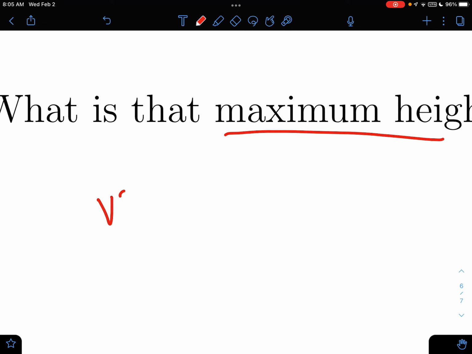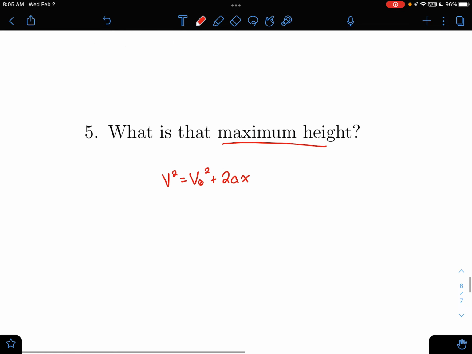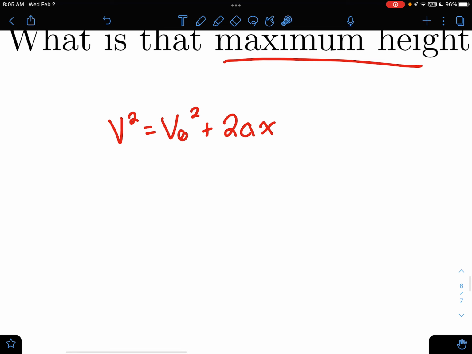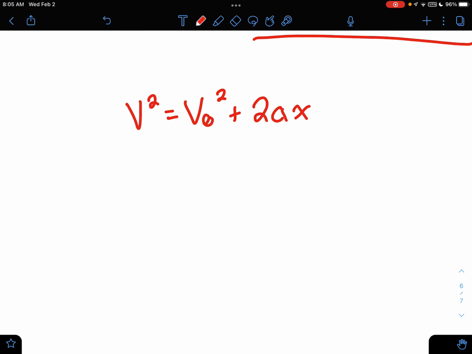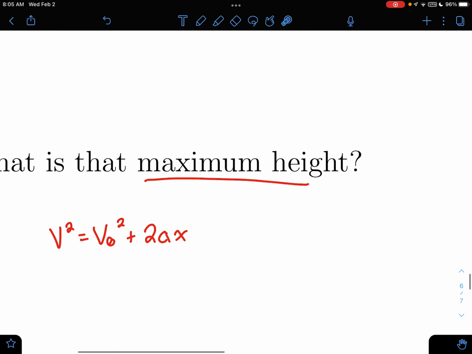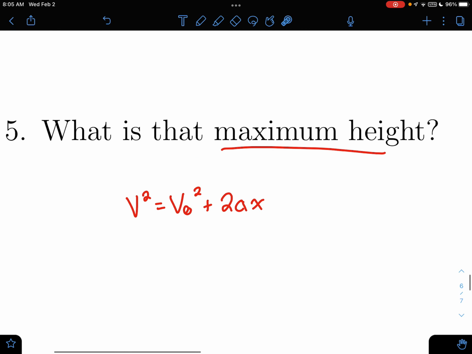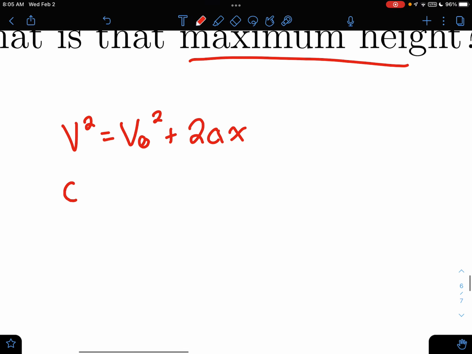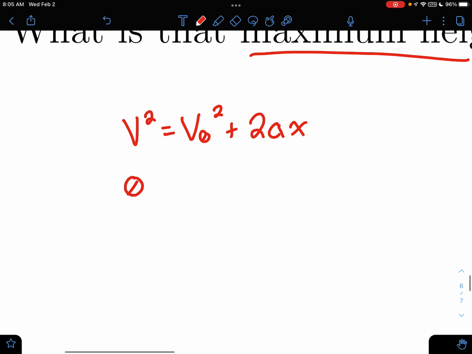Our v squared equals v naught squared plus 2ax. So for maximum height, we can solve this equation for x eventually, but I'm going to start plugging things in. We know that we're looking for the position at the time when our final velocity is equal to 0. That's what we're looking for, so that's going to be 0.